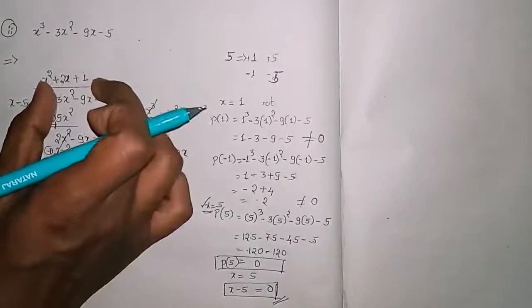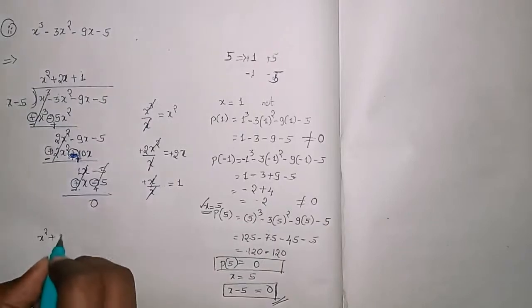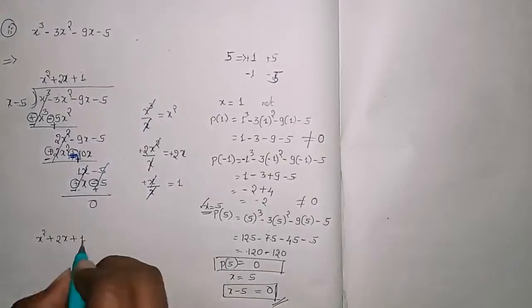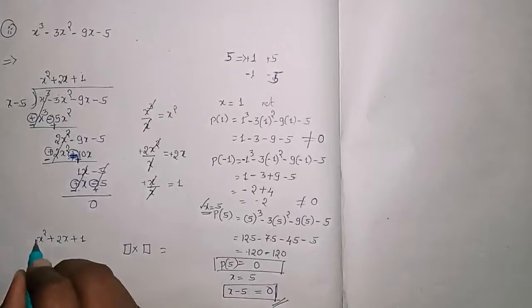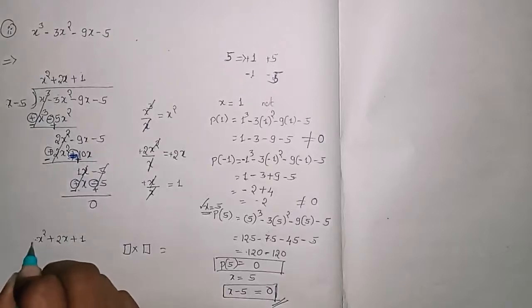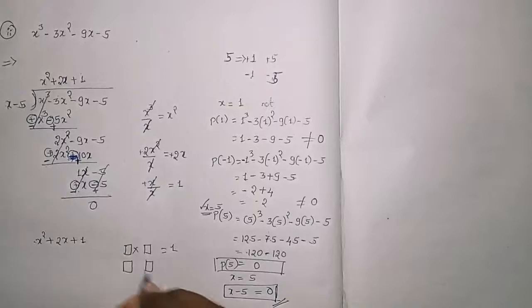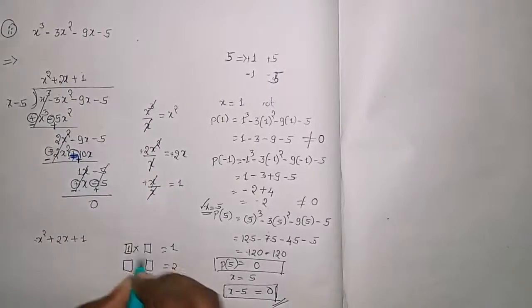Now we got a quotient that we have to factorize: x square plus 2x plus 1. We have to factorize this term. For that, observe that there are two terms you have to multiply to get 1 into the x coefficient. So 1 into 1 is 1, and the middle term is 2, that means 2x you want. So it is only possible with 1 into 1, and 1 plus 1 is 2.